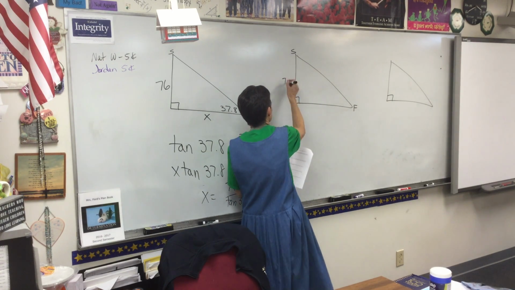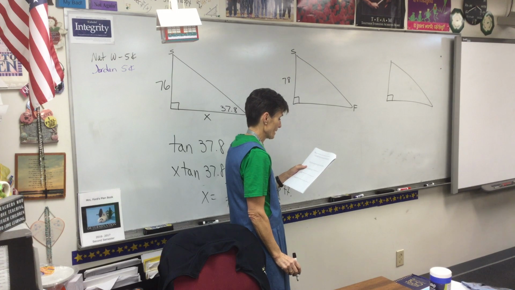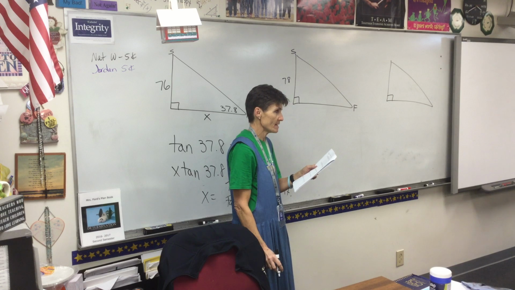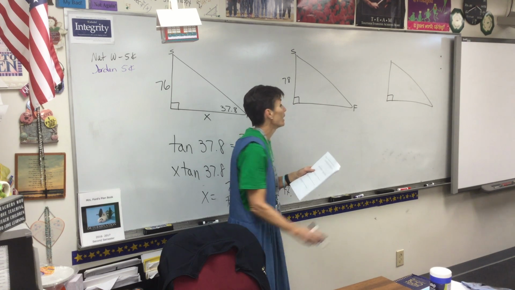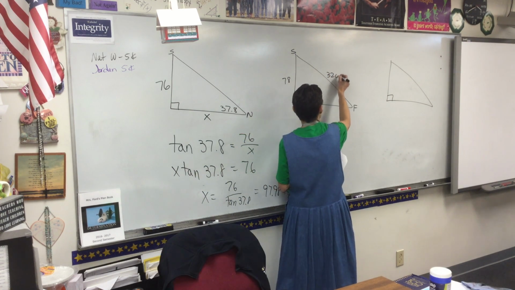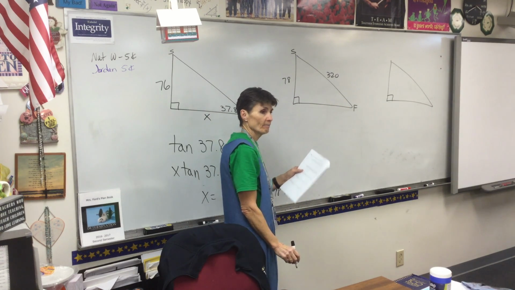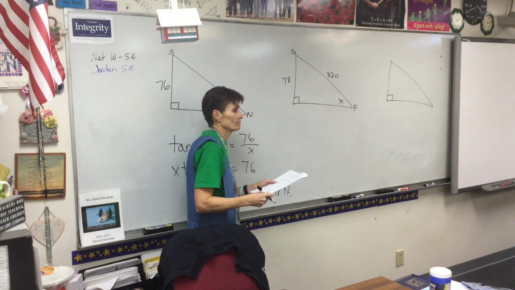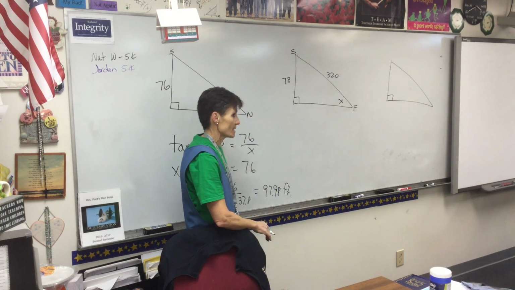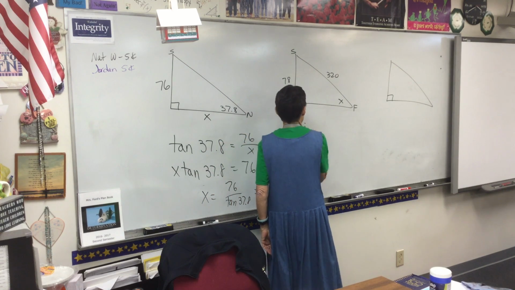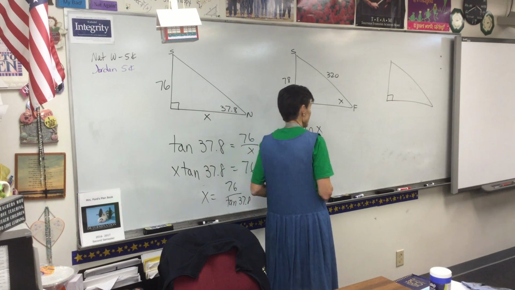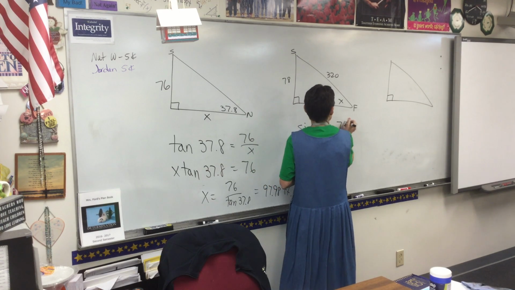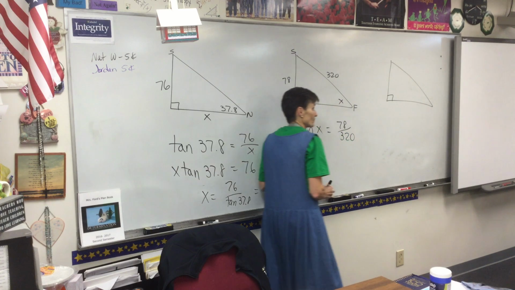A seagull on top of a lighthouse spots a fish in the water below. The gull is 78 feet above sea level, and he is 320 feet from the fish. Hypotenuse, 320 feet from the fish. Find the angle. It's a sine problem. Sine x. Remember, you always put the angle with a sine.